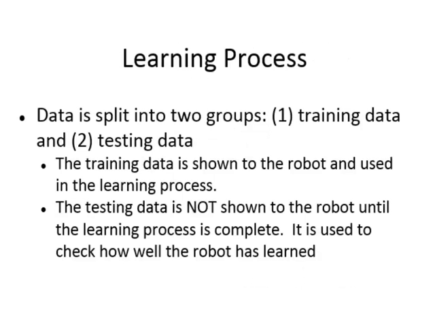The first step of the learning process is to split the data into two groups, the training data and the testing data. The training data is going to be shown to the robot and will be used by the robot in its learning process. The testing data will not be shown to the robot until the learning process is complete. That information is going to be used to check how well the robot has learned whatever it is we're trying to get the robot to learn. So, only the training data will be used in the learning process.